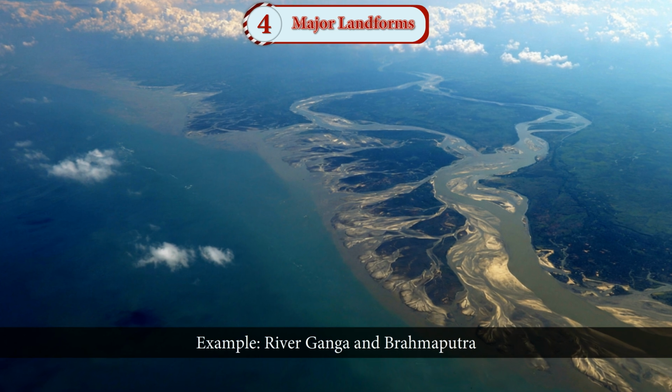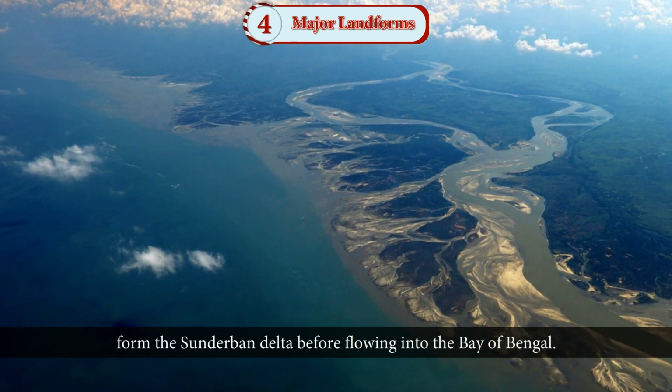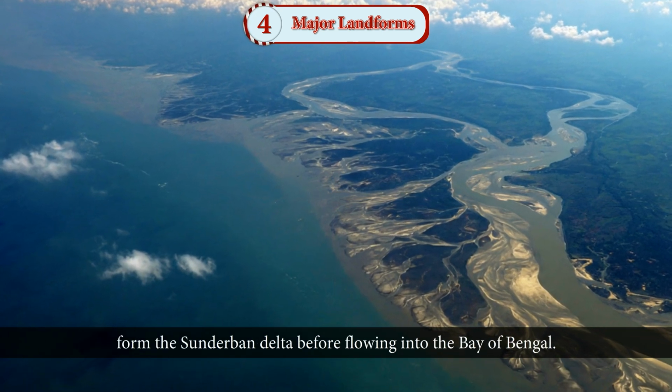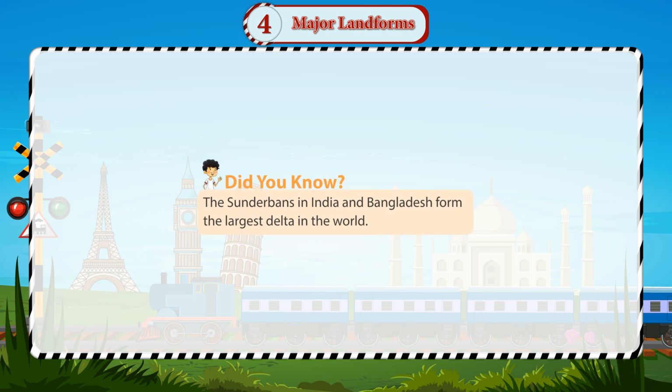Example: River Ganga and Brahmaputra form the Sundarban Delta before flowing into the Bay of Bengal. Did you know? The Sundarbans in India and Bangladesh form the largest delta in the world.